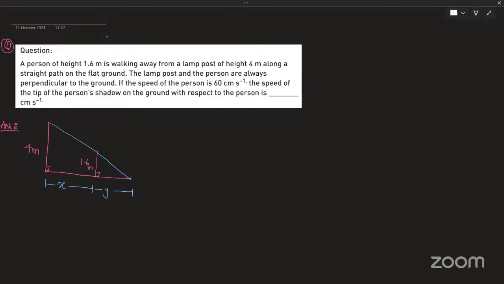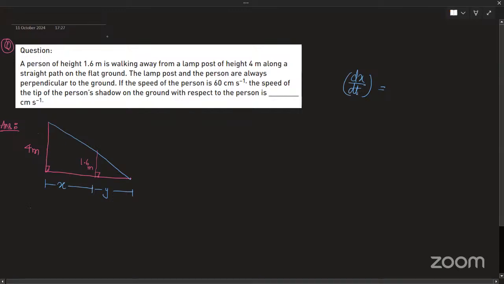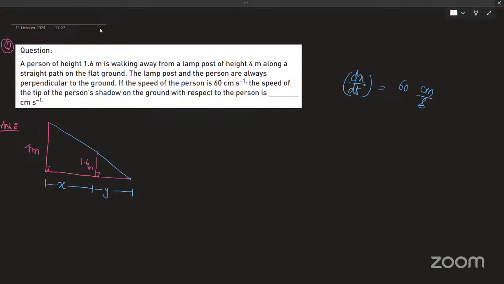So first of all, can you tell me what is the value of dx by dt given to me? Rate of change of distance between person and lamp. Is it given to me, dx by dt? The speed of the person, it's 60 centimeter per second, right? See, x is the distance between the lamp and the person. So obviously dx by dt means the speed of the person, how fast he's moving, right?